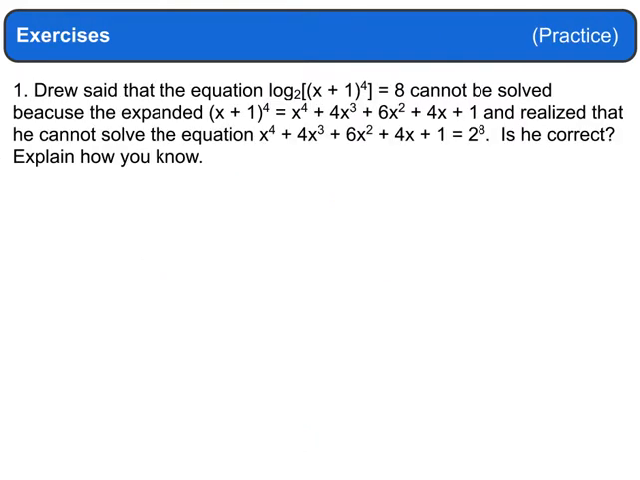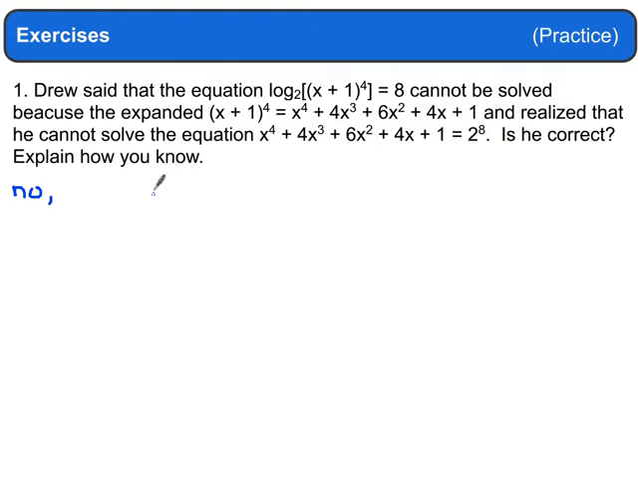So in exercise number 1, it says that Drew said that the equation log base 2 of (x plus 1) to the 4th power equals 8 cannot be solved, because what he tried to do, he expanded (x plus 1) to the 4th power and multiplied it till he got this, and then realized he couldn't solve that. He was stuck. So therefore, he thinks there's no solution. Is he correct? And demonstrate how you know. So is he correct? No, he is not correct.